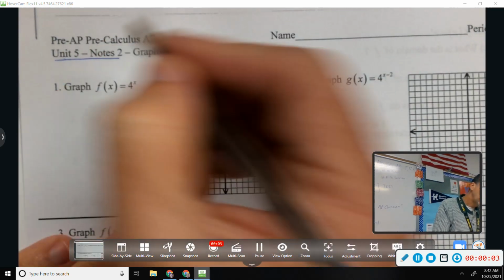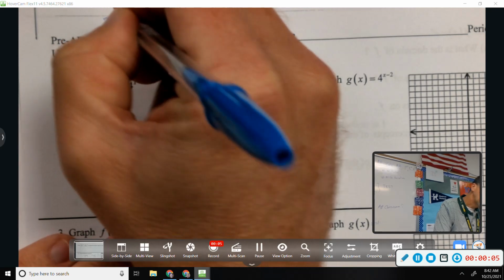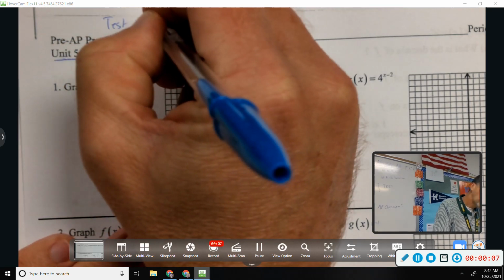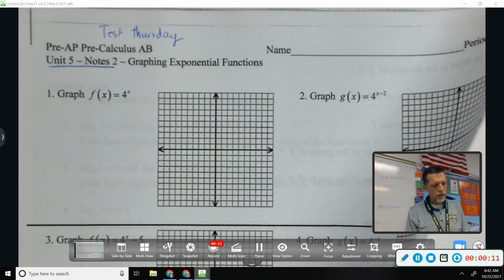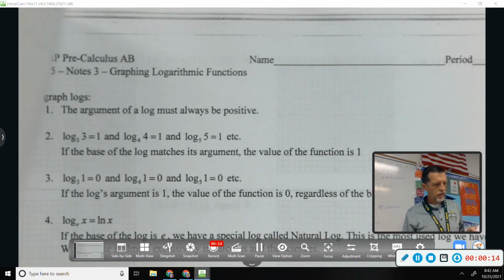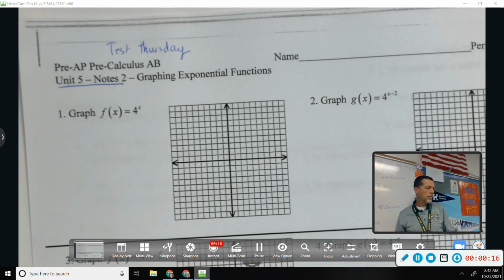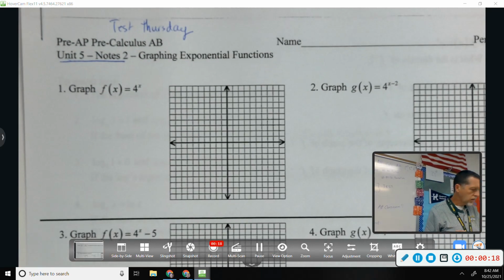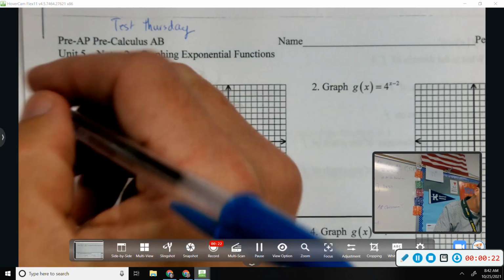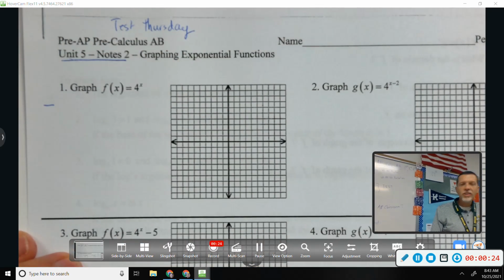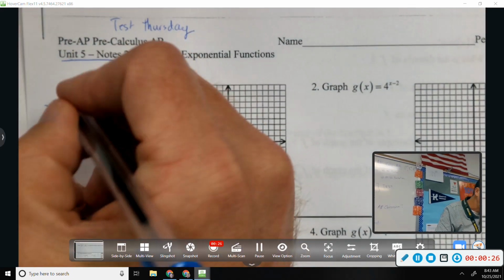Unit 5, Day 2. Again, test on Thursday over this, and the next page is graphing log. But today's graphing exponents. So the notes aren't really, in terms of what to do, here are the instructions and then we'll work some examples together.